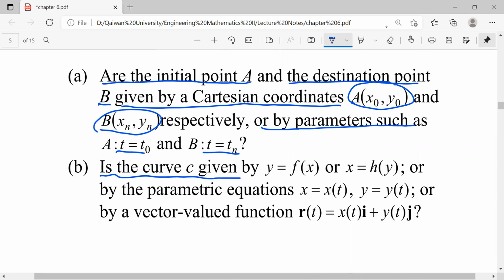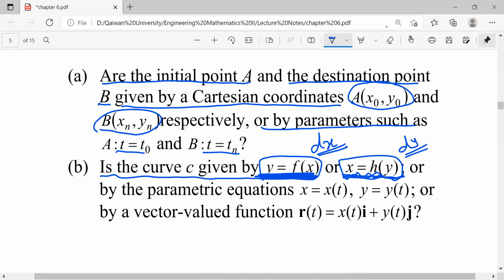Second, is the curve given by y equals f of x or x equals h of y? If the curve is given by y equals f of x, we find the integration with respect to x. But if it is given as x a function of y, we find the integration with respect to y.